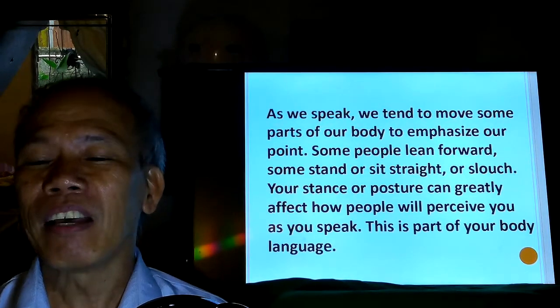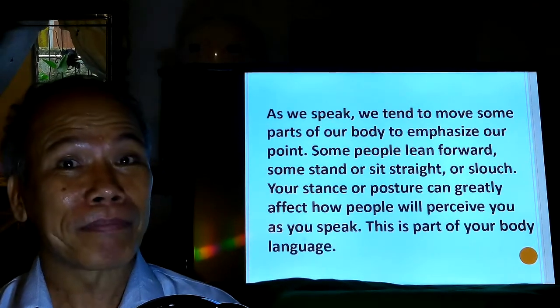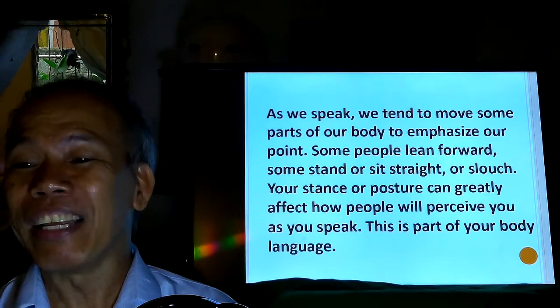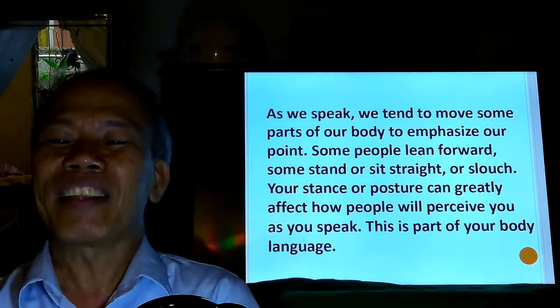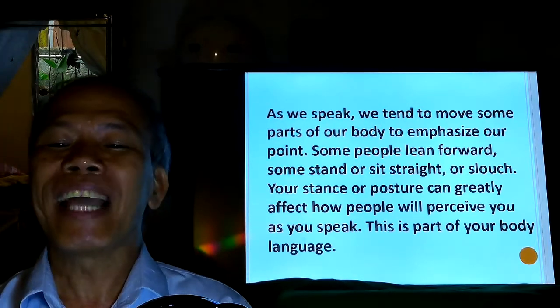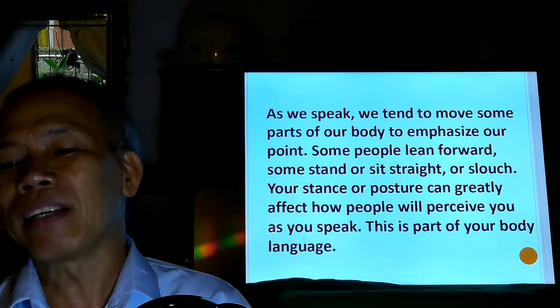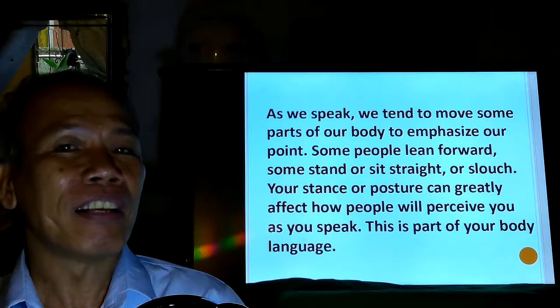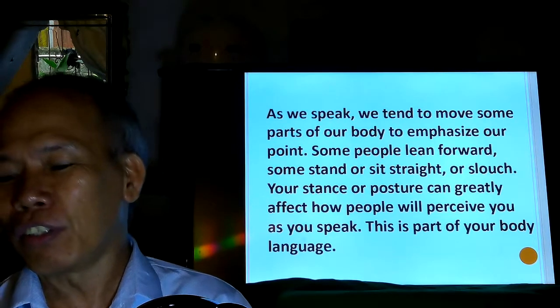As we speak, we tend to move some parts of our body to emphasize our point. Some people lean forward, some stand or sit straight or slouch. Your stance or posture can greatly affect how people will perceive you as you speak. This is part of your body language. They'll know if you are confident or not.